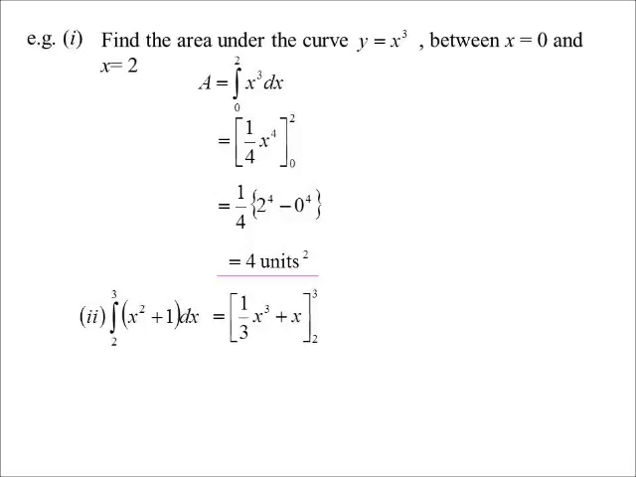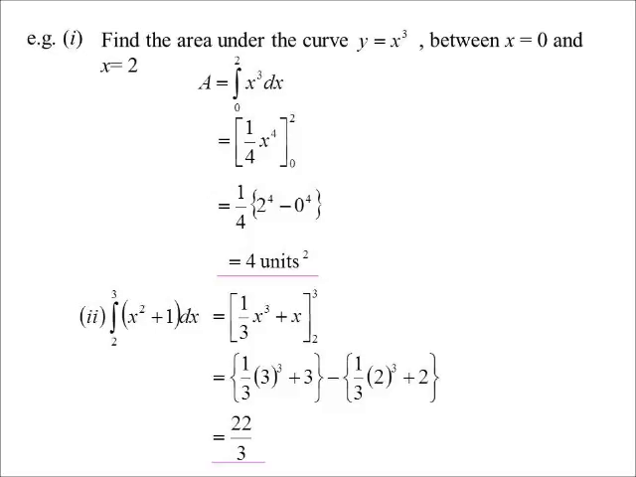Add 1 to the power over the power. So x squared becomes a third x cubed. 1 becomes x, and then we're going from 2 to 3. Substitute in for 3 minus substitute in for 2, and the answer is just 22 over 3.